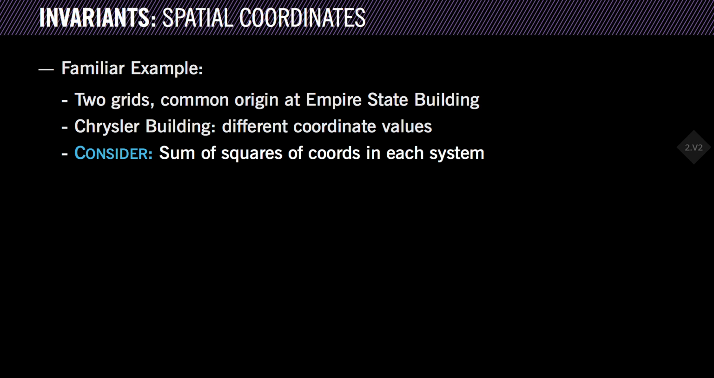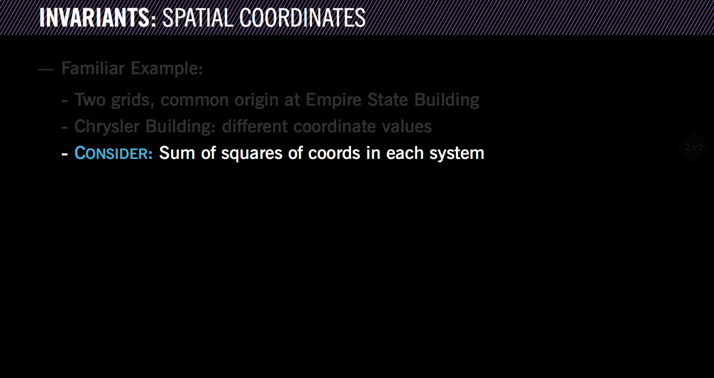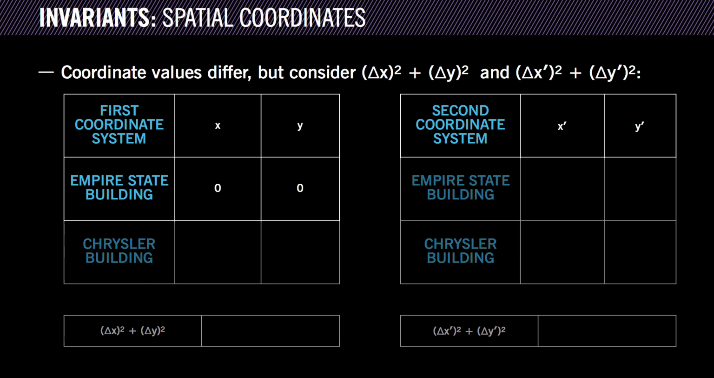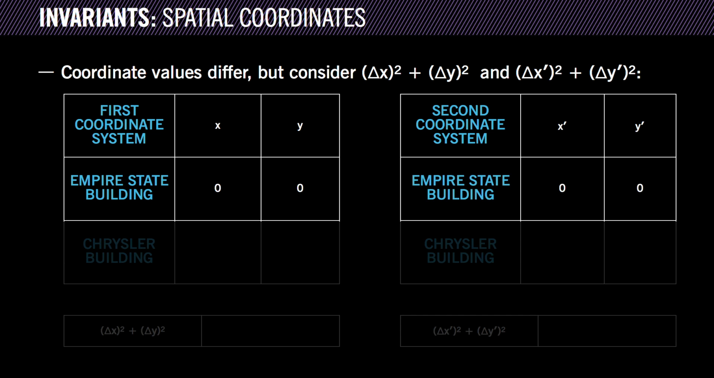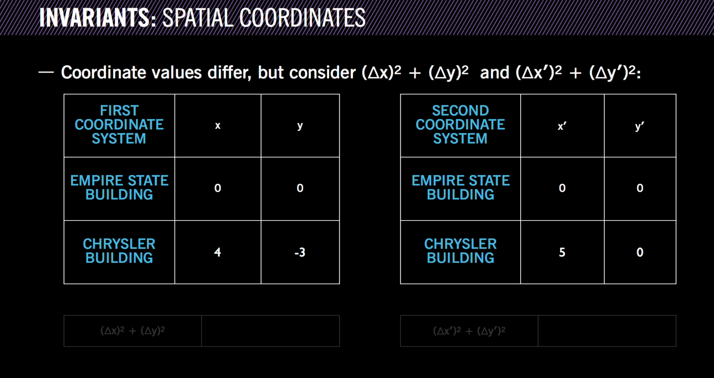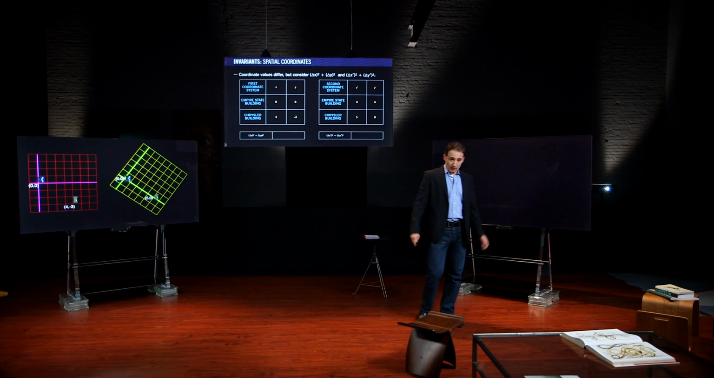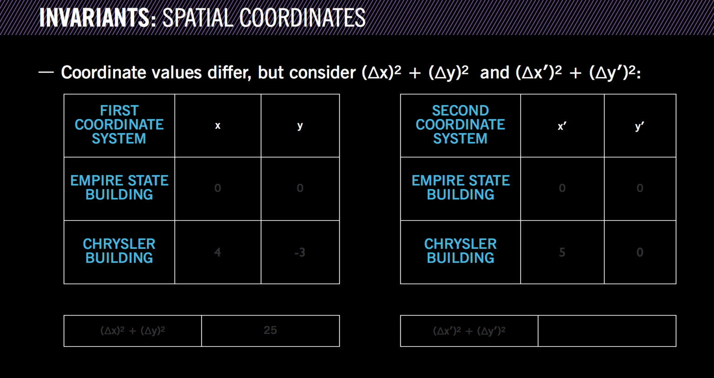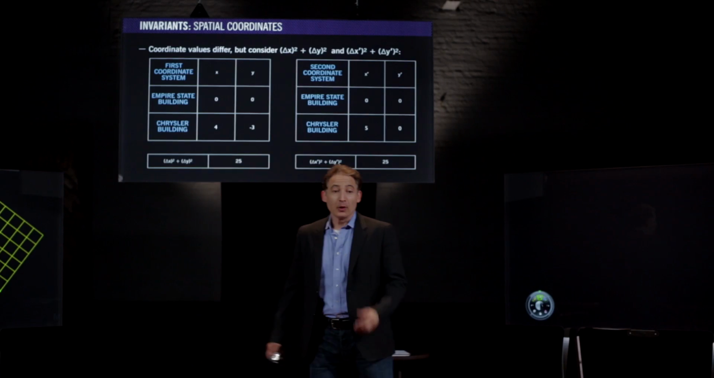All we need to do is consider the sum of the squares of the coordinates in each system. So just by way of review, let's do that. For the Empire State Building, it's at 0, 0 in both systems. Chrysler's at 4, -3 in the red system. It's at 5, 0 in the green system. And now if we look at the sum of the squares of those coordinate differences, we'll get 4 squared plus -3 squared is 25 in the red system. We'll get 5 squared plus 0 squared equals 25 in the green system. And they agree.